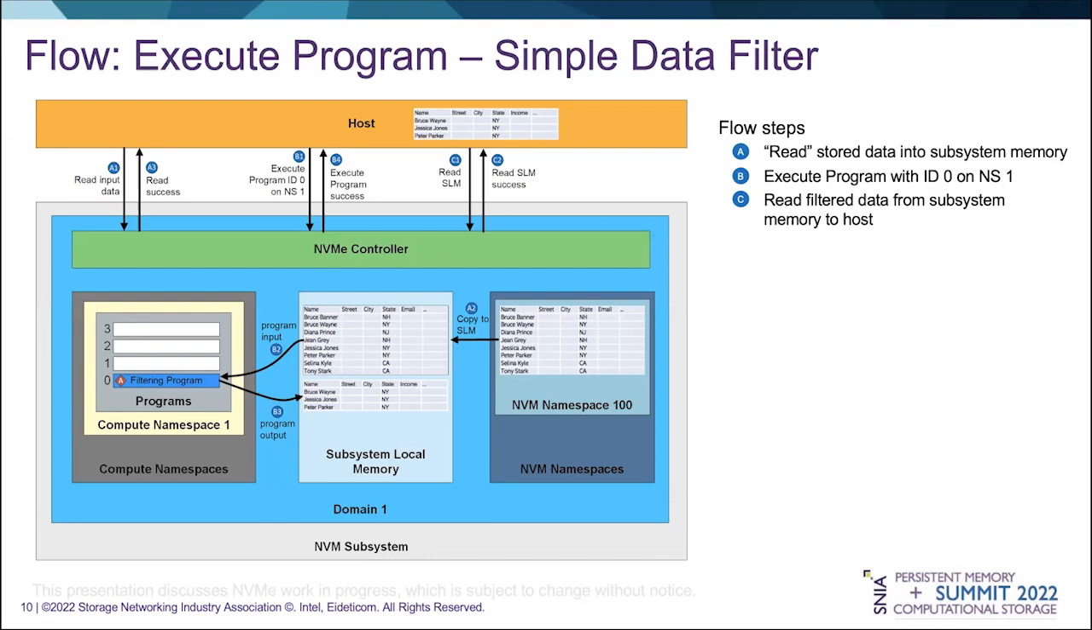As Kim pointed out, NVM subsystems can contain a number of namespaces of different types. In this particular example, we assume we have compute namespaces. We have a construct called subsystem local memory, which I'll talk about in a minute. And then we have NVM namespaces, which are the classic places where we store data. And what we want to be able to do with the computational programs TP 4091 is to allow the execution of programs against data that's already on the device.